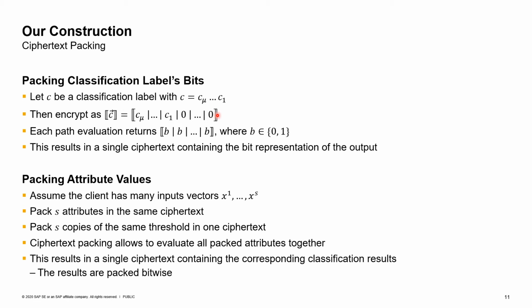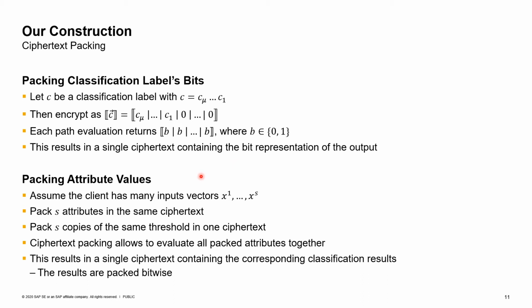And the computation along the path results in a bit B, which is actually encrypted like this, so the many copies of the same B in the same ciphertext. So now we can see that we can multiply this one and this one, and we will get the representation of the classification label if B is equal to 1. Otherwise, we'll get a ciphertext encrypting only zeros.